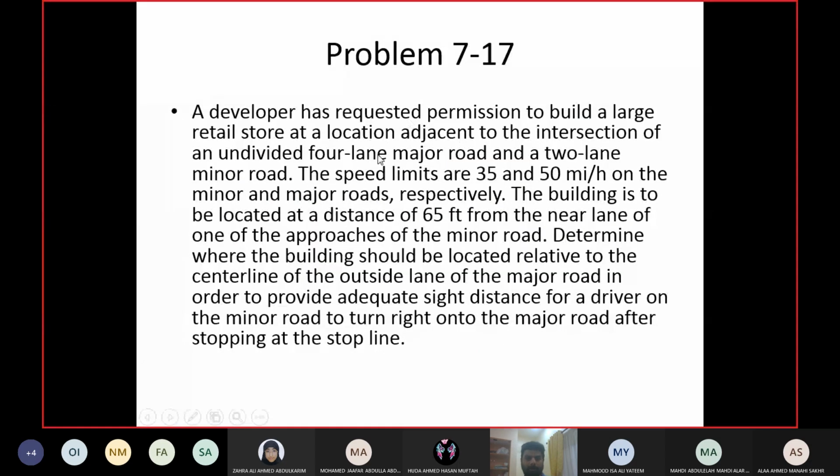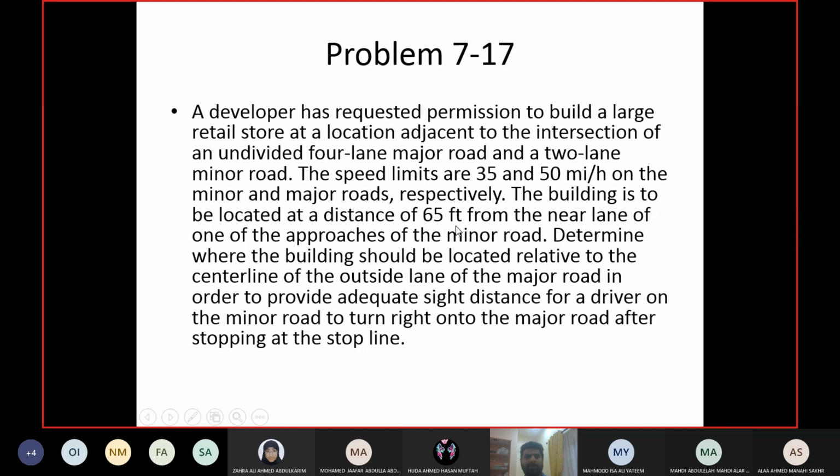Then this is another question. A developer is requesting permission to build a large store near the intersection of a road. This intersection is between a 4-lane major road and a 2-lane minor road. Somebody wants to build a store near the intersection. The speed limits on the roads are given: 35 for the minor road, 50 for the major road. So we know the speed limits.